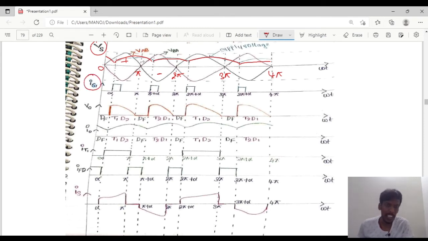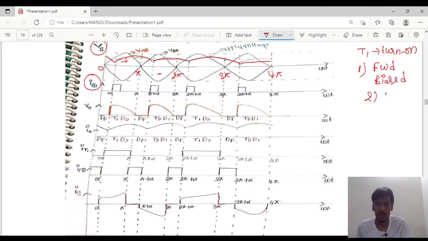The second waveform is the gate pulse. For a thyristor, there are two conditions to turn it on. First, it should be forward biased, and second, a gate pulse should be applied. So to turn on a thyristor, it should be forward biased and a gate pulse is required. Here if you observe, the gate pulses are applied at alpha, pi plus alpha, 2 pi plus alpha and 3 pi plus alpha.